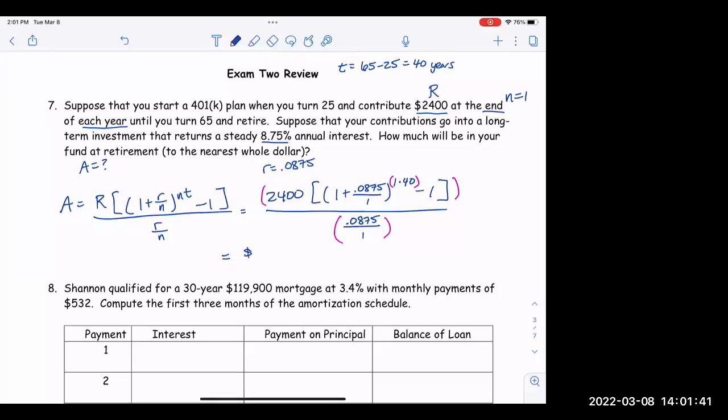I'm getting, to the nearest whole dollar, $758,483. If you're getting something different, let me know and I'll help you, or any questions there. I'm getting close.